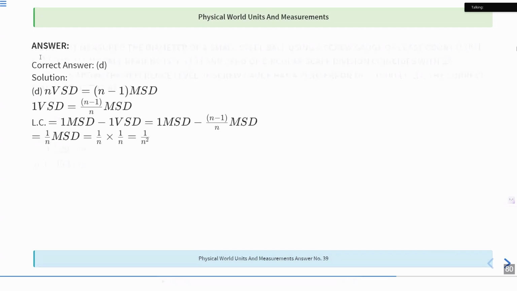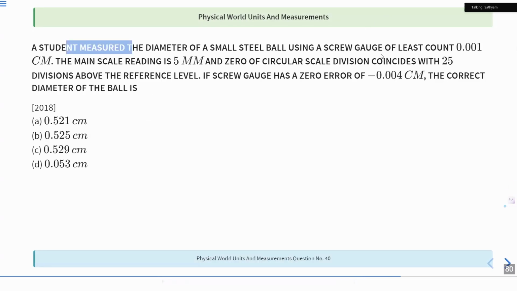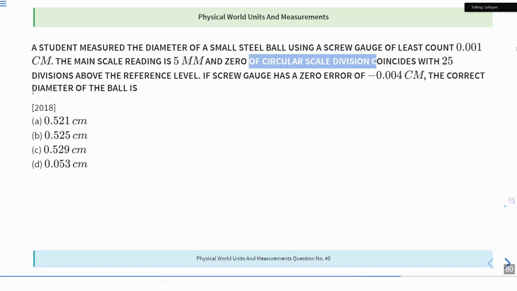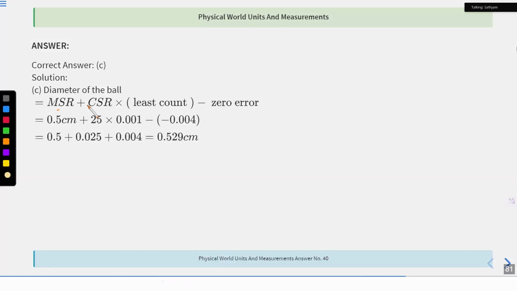Now, a student measures the diameter of a small steel ball using a screw gauge. Note one thing, guys, with the least count of this. This is the least count in centimeters. Now, the main scale reading is 5 mm, and the zero of the circular scale coincides with the 25th division. Check this question. So the diameter of the ball is MSR plus CSR into least count, minus zero error.